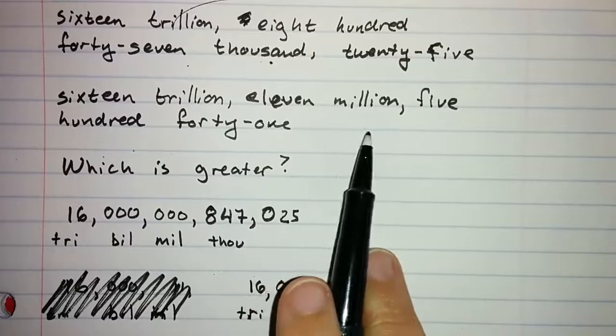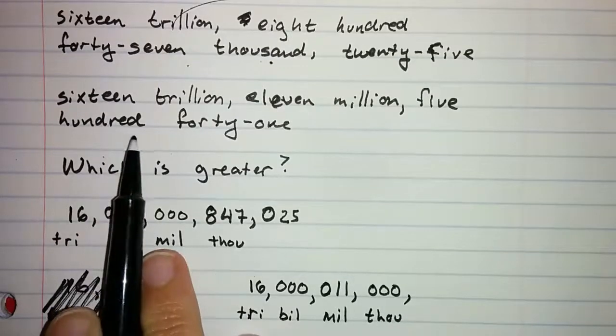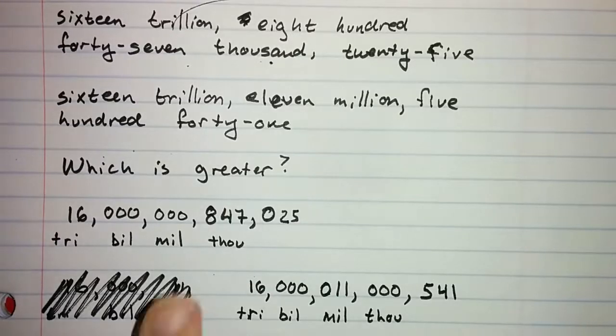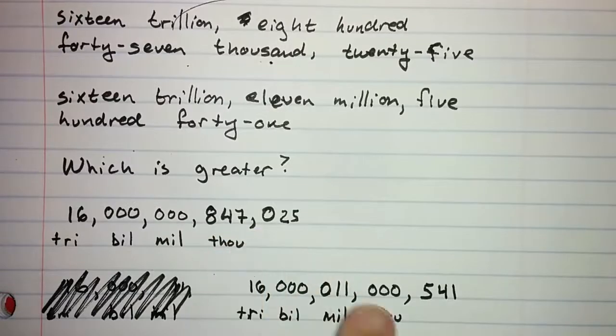541, not thousand. So what do I need in the thousands group? I need zeros again. 541 in the units group. Okay, so that helps. I can kind of look at these numbers now and hold the whole thing in my head more easily. How do I decide which one is bigger?